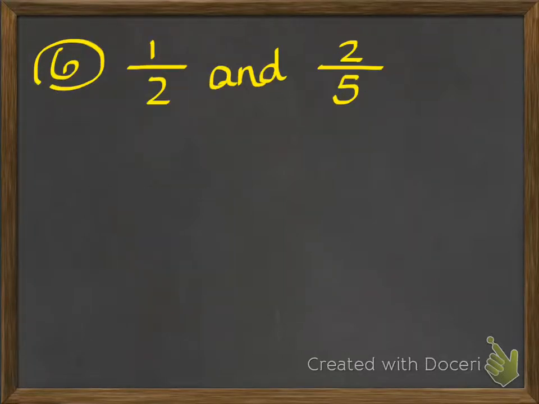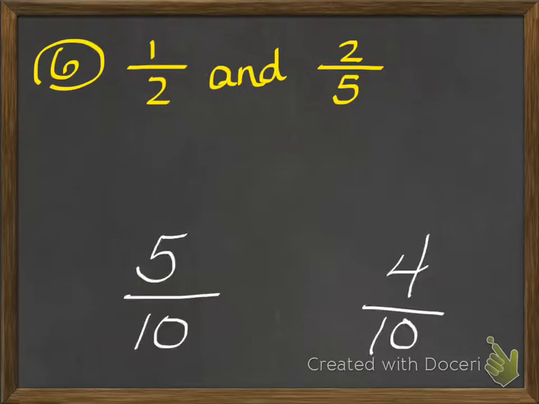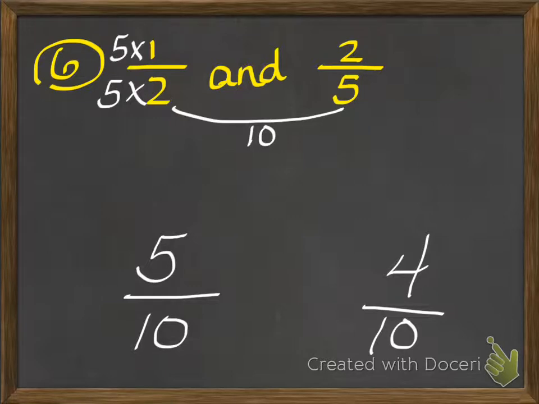All right, try another. Number 6, 1/2 and 2/5. Okay, now this is the denominator I found. I found 10. I took the 2 times 5, and that equals 10. To get 2 to 10, I have to multiply it times 5. So that means I need to multiply the 1 times 5. And that means my new fraction down here is 5/10.